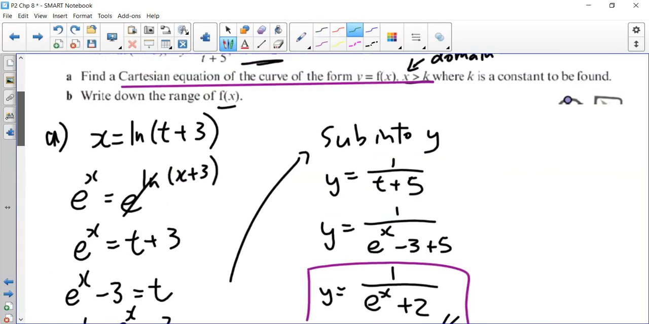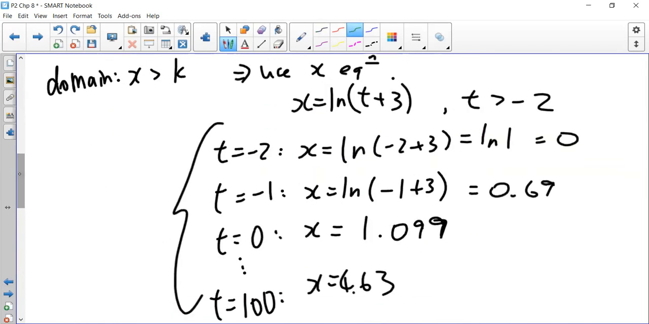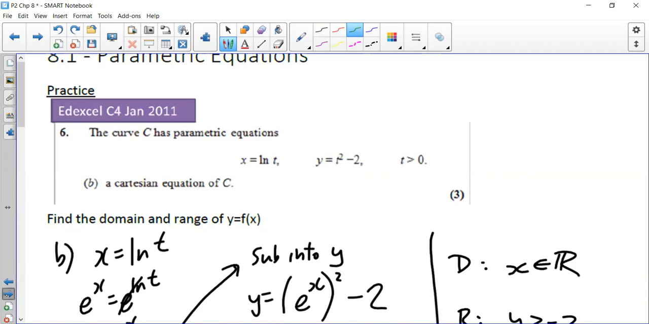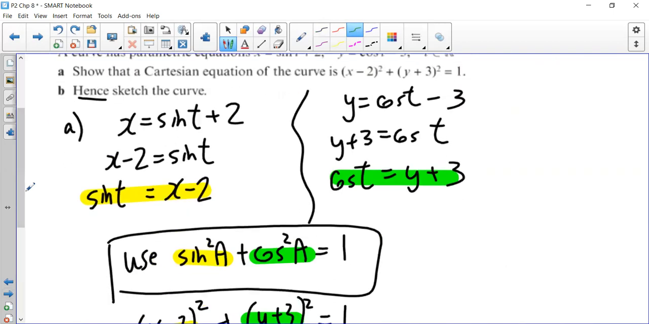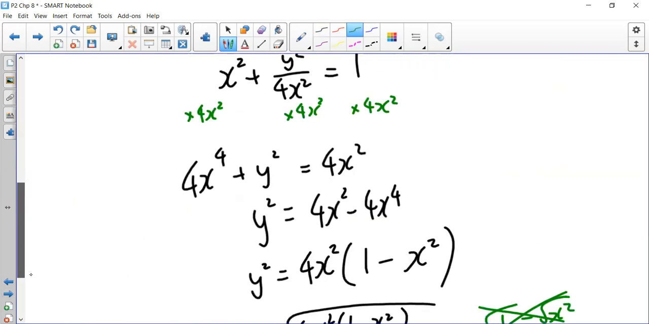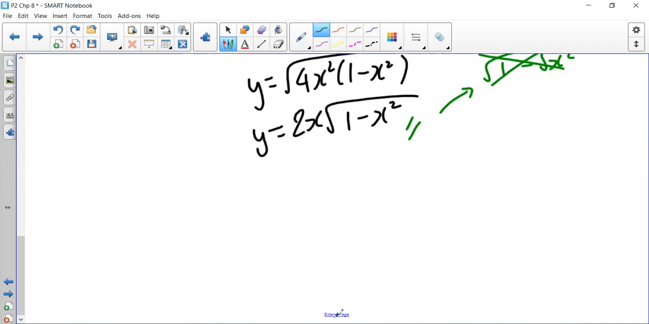Yep. Part A, just like part A. To find domain, I use the x equation. Well, why? Because domain relates to x. So to find domain in a parametric equation, I'm going to use the x equation.